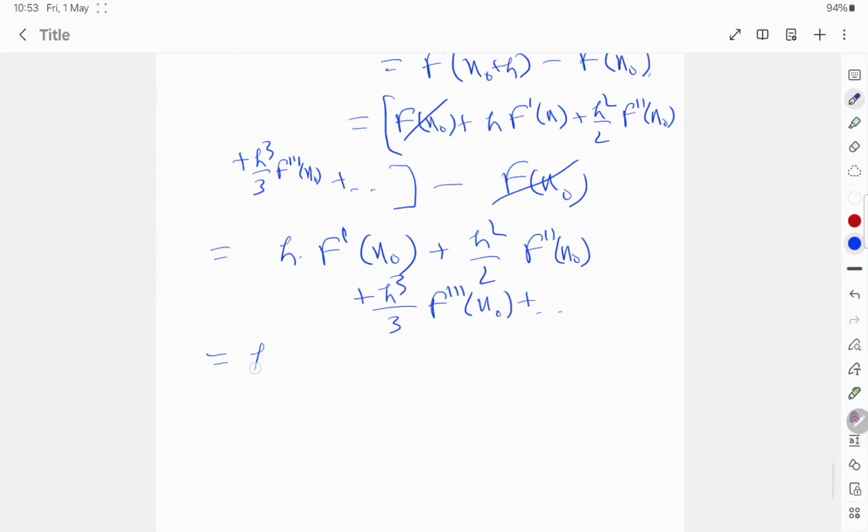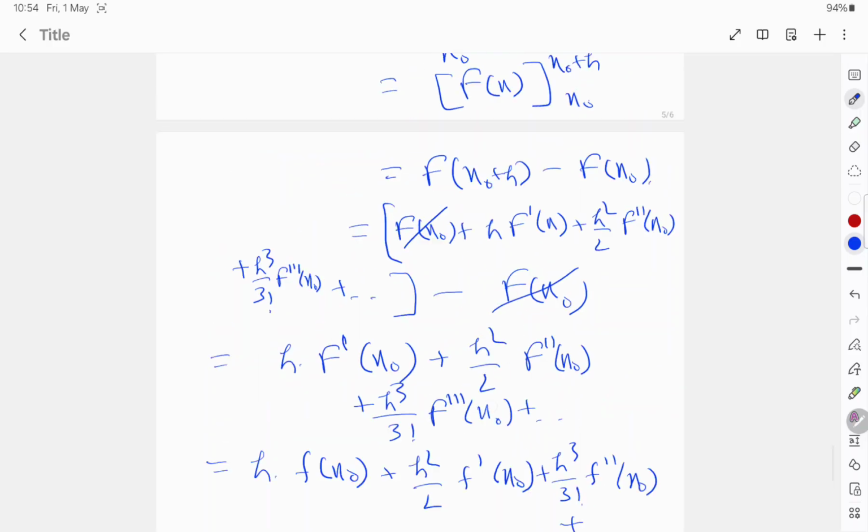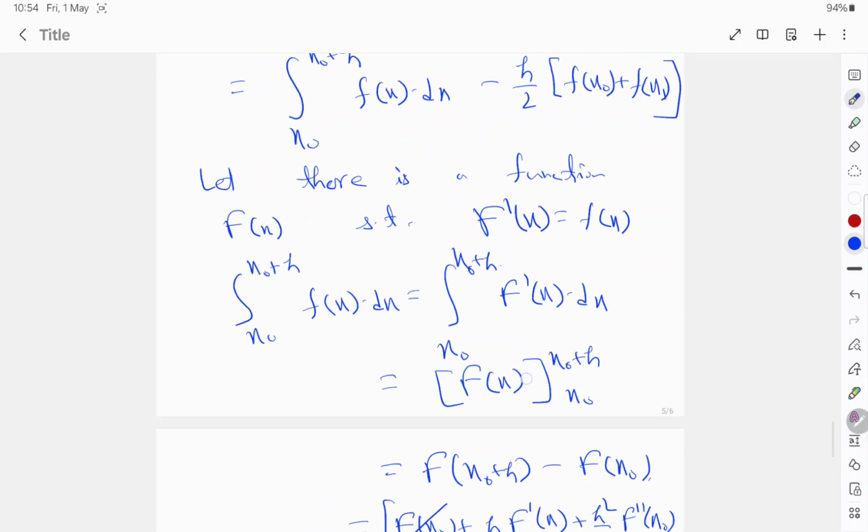So you are getting f of x0, because f dash x0 is your f of x0, right? So plus h square by 2 f double dash x0, and so on. Sorry, this is factorial. So first term you have approximate, right?